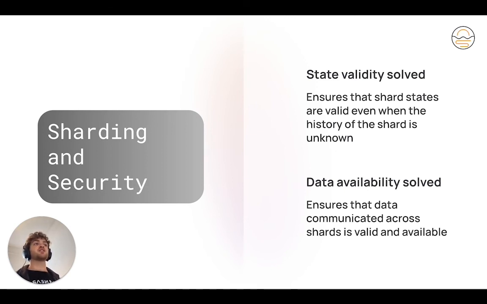Additionally, Nightshade solves two known issues with sharded blockchains. The first is secure state validity and the second is data availability. State validity ensures that shard states are valid even when the history of that shard is unknown, while data availability ensures that data communicated across shards is valid and available. How Nightshade solves these two issues will not be explained due to its complexity, but feel free to check out NIA's official document below for a description of it.